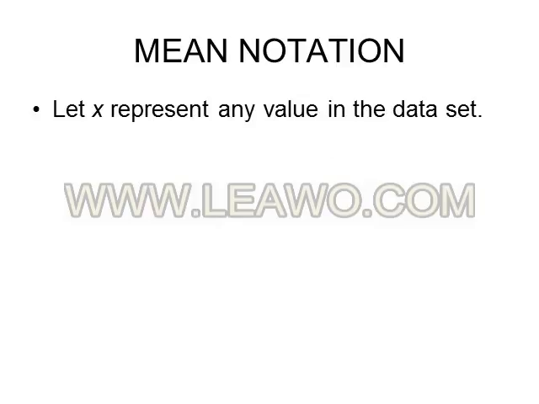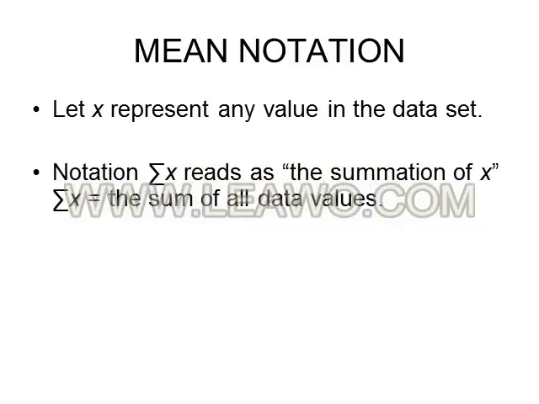Now, let's talk a bit about the notation we use when we're going to be working with the mean. It is probably the one we will use most often. So x can represent any value in the data set. And we're going to now use the Greek symbol sigma. And so our notation is the summation of x is how we read it. But you see that Greek letter sigma in front of the x. And so the sum of all data values will be what we get if we add up all those x's, and the shortcut way of writing that is to use this summation symbol.